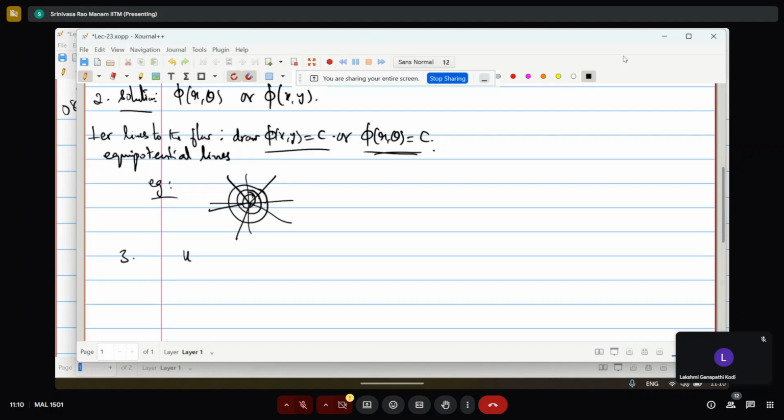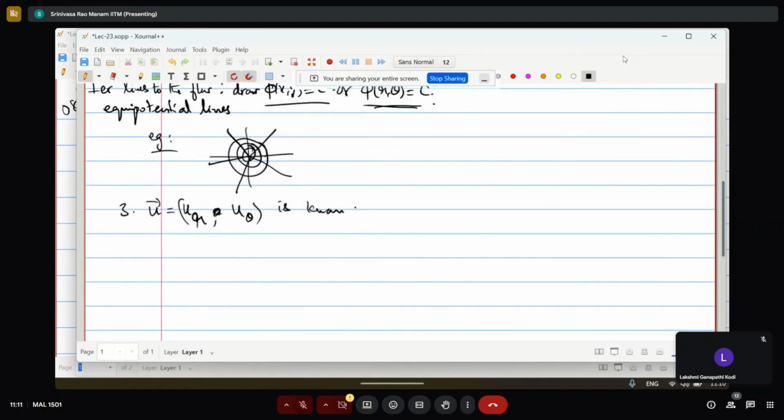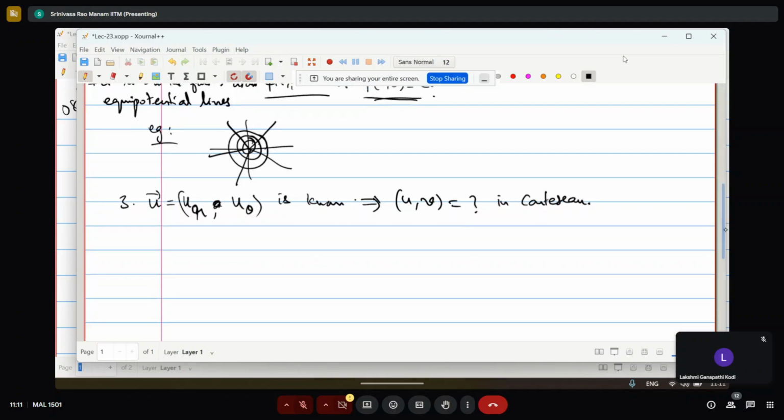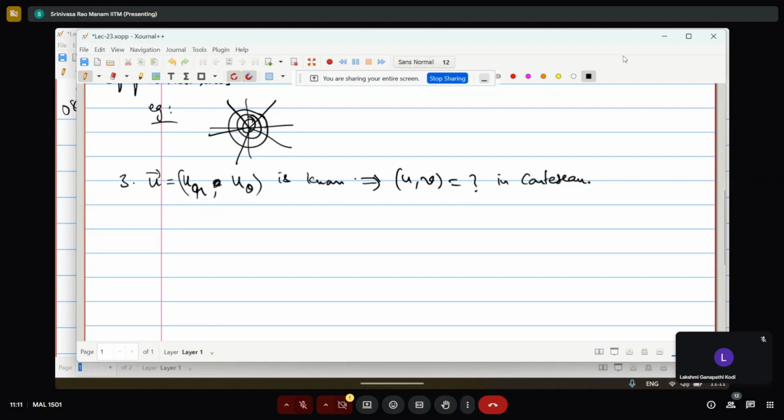So that means you already have u r, u theta given, known. Once you know this, the first thing is I can convert this into dou x, dou y. So how do I get this? What is u, v in polar coordinates, in Cartesian? How do you get this Cartesian? We can use x equal to r cos theta, y equal to r sin theta.